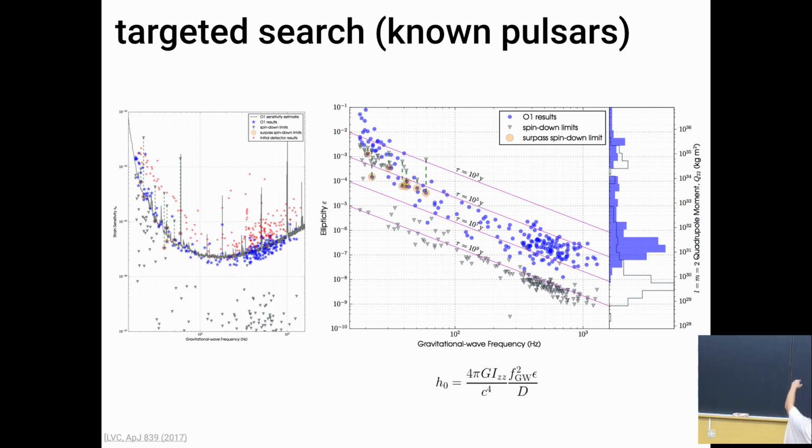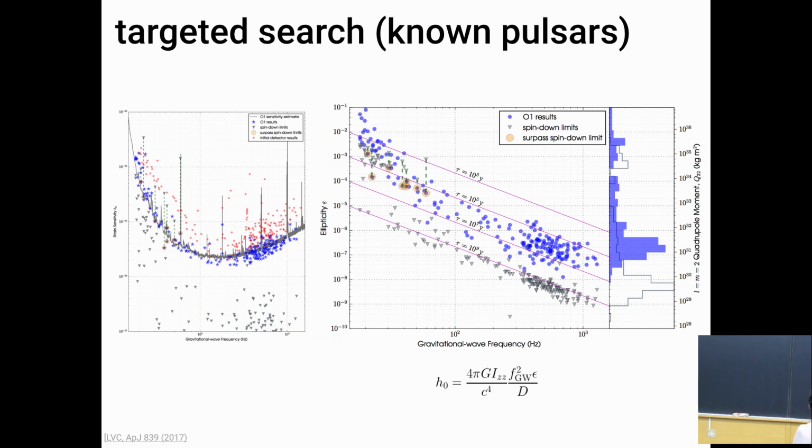On the vertical axis is the ellipticity, and on the horizontal axis is the gravitational wave frequency. What they did was they took all of these stars over here, as well as the triangles for the spin down limits. They took all of these data points, plugged them into this equation, and worked it backwards for their distances, and they said, what can I say about the size of mountains on these objects?